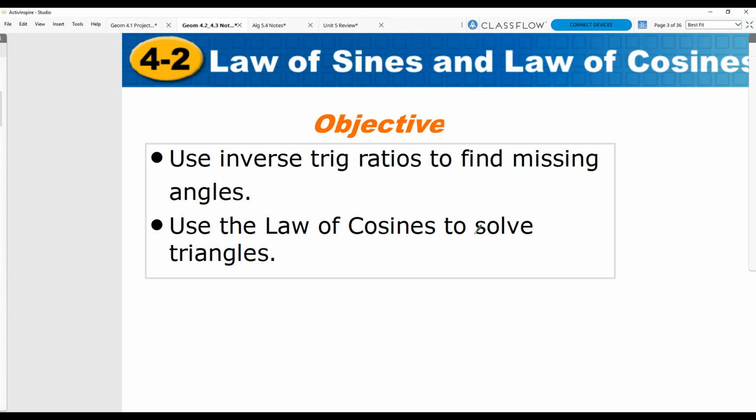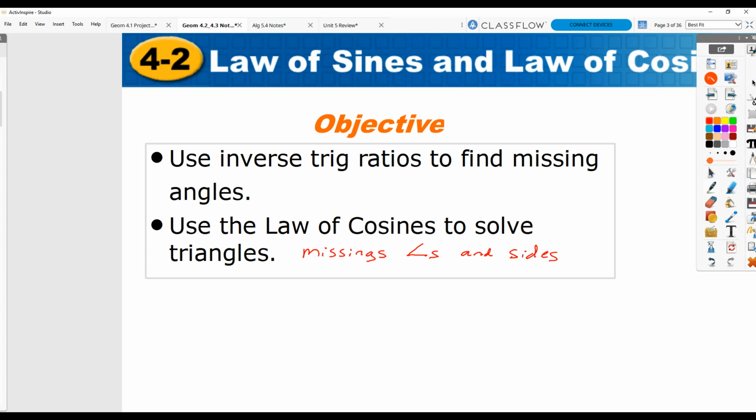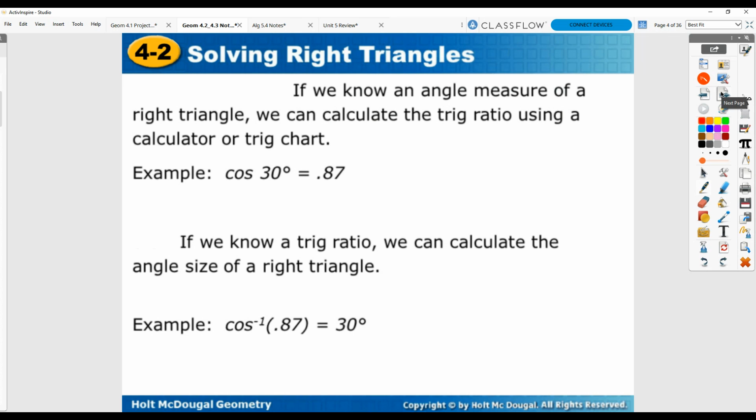And when we see the phrase solving triangles, that basically means we're going to find out missing angles and sides of triangles. All right, so when someone says you're going to solve a triangle, that means you're just going to find missing angles and sides that exist in that triangle. All right, so let's first take a look at our inverse trig ratios and how that would work.